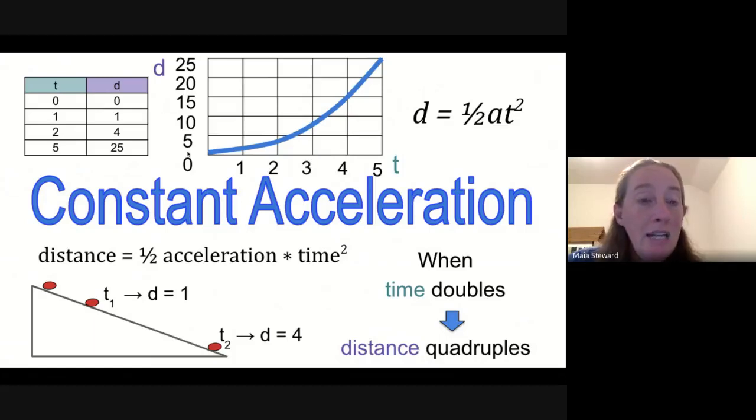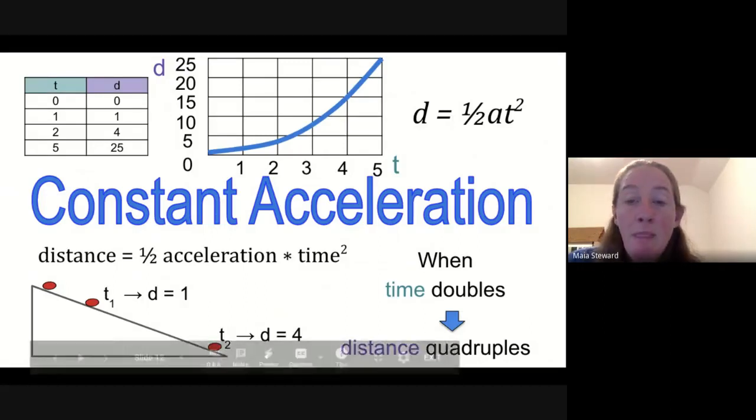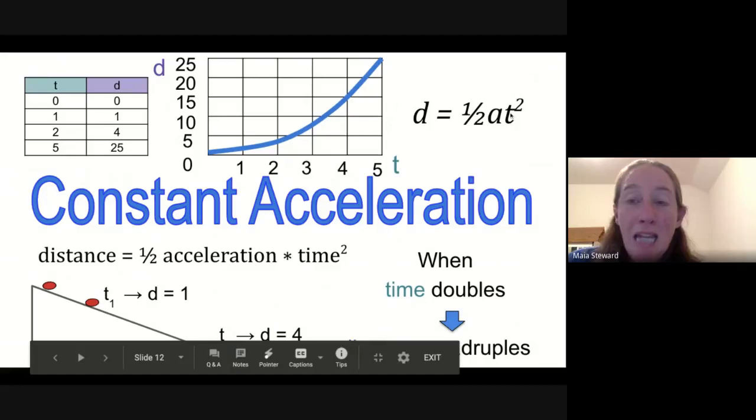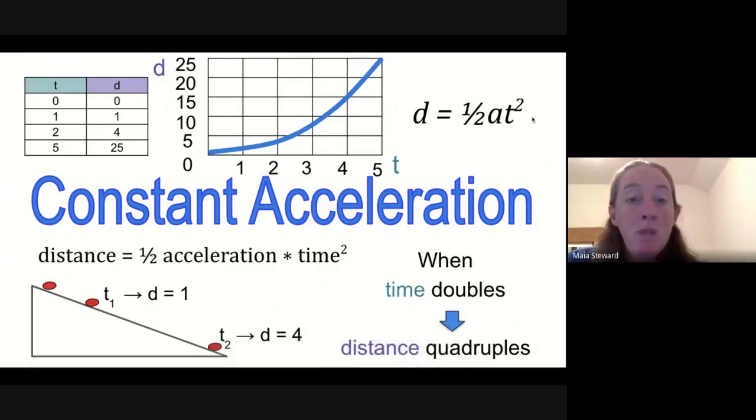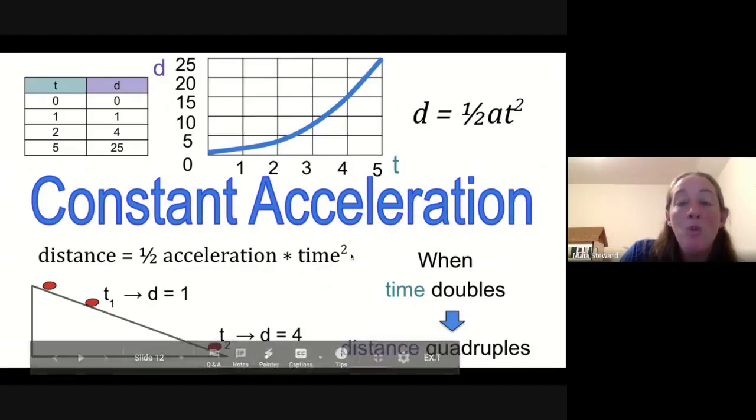So as I speed up, you're going to see that as time increases, the distance more than just increases. In fact, when time doubles, distance quadruples. And how do we represent that? We represent that as an exponential equation. So here, the equation for speeding up over time is the distance we're going to travel is equal to 1/2 the acceleration multiplied by time squared.